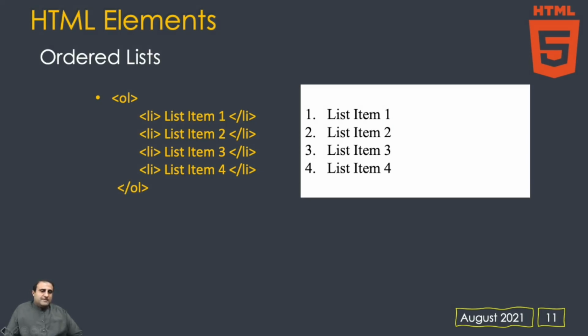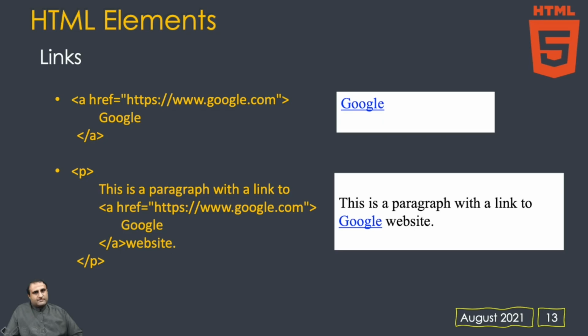Then we have, for example, lists. We can have the ordered list, which is the numbered list, with items which are numbered, and we can also have the unordered list. What is different is that the ordered list has OL as the parent tag, and then each item has the LI tag. Similarly, for the unordered list we have UL as the parent tag, and then LIs for the list items.